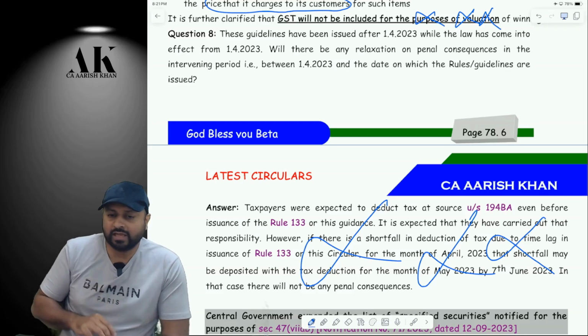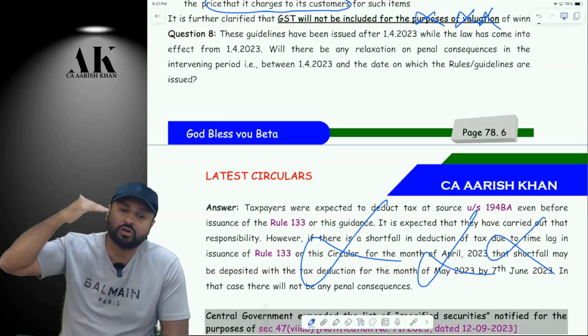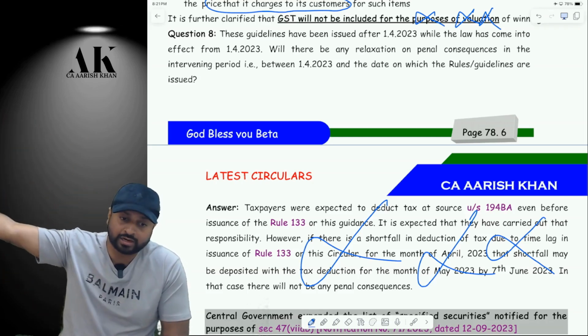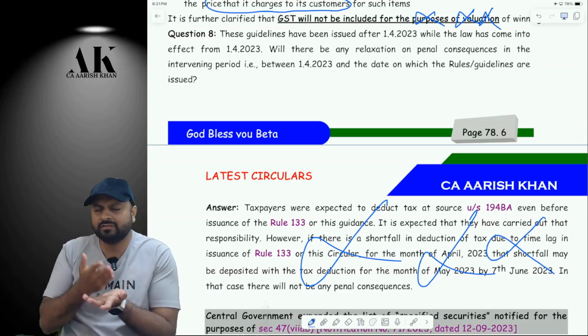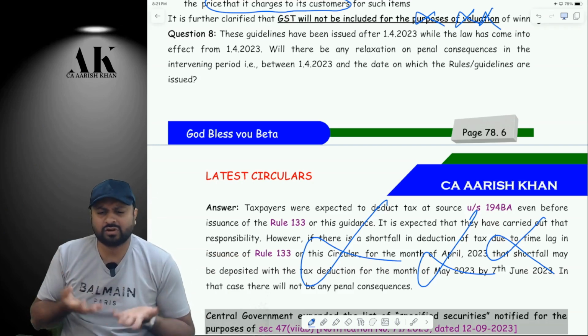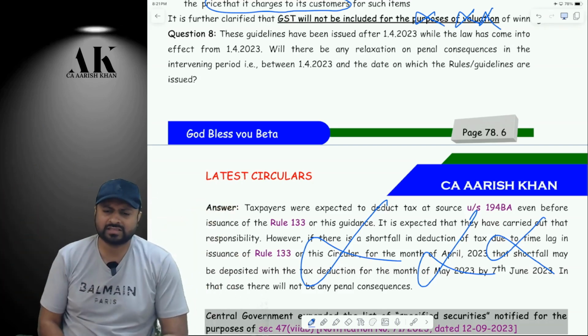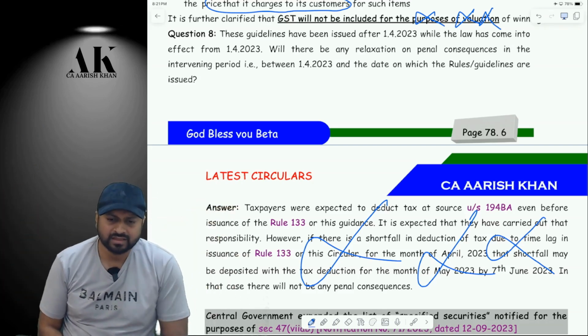If there was no rule, how will I come to know what you are thinking at your end, at the back end? So in the month of April, May, till the time the notification was not there, we were deducting as per our knowledge. Yes? We were not aware.